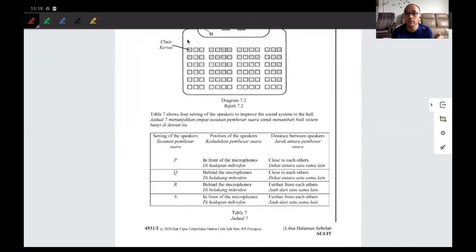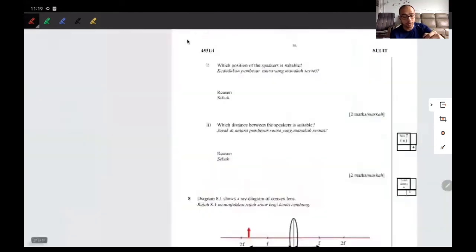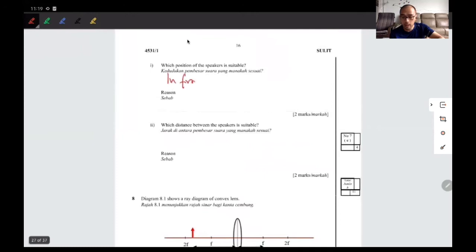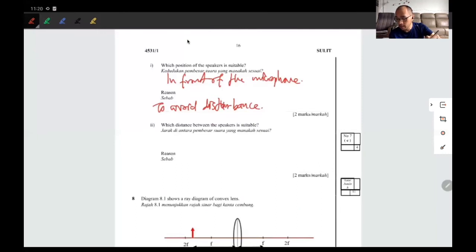Okay, if you've ever worked with microphone, if your microphone is in front of the speaker, okay, then memang maut. Okay, so we want the speakers to be in front of the microphones. Okay, and the reason, oh, sorry, we should write it lah. Okay, in front of the microphone, to avoid disturbance. Okay, to feed, or what we call feedback lah.